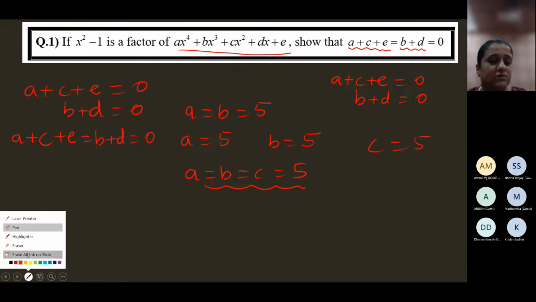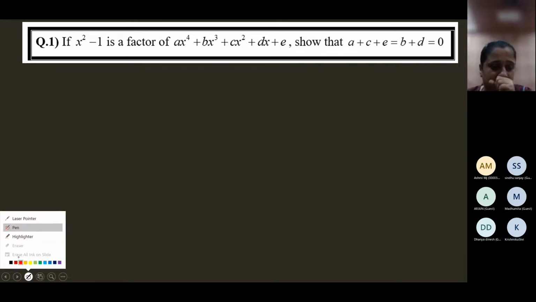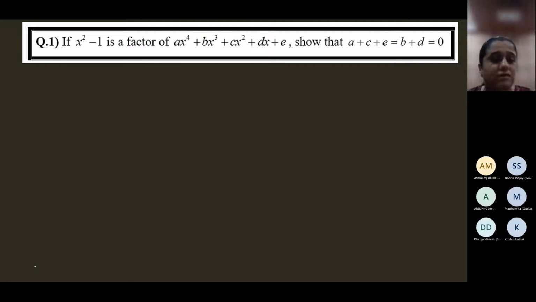All right. Let's see how to prove this. To use the remainder theorem, we need linear factors. But here the factor is quadratic.